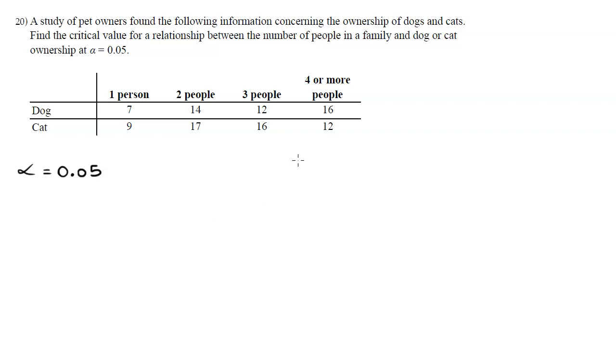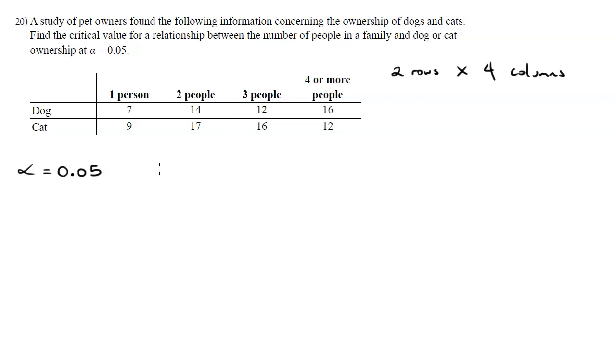Okay, so this is testing a relationship between these two variables, and this is, well, more than two variables, sorry. And this is a contingency table, 2 rows by 4 columns, yes? So this is going to be a test for independence. We're looking at the relationship here.